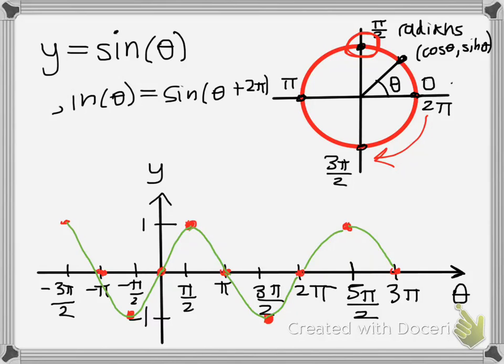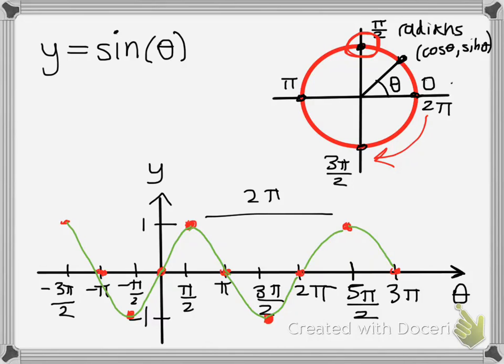In the last video we learned that the sine graph has a period of 2 pi, which means that sine of theta equals sine of theta plus 2 pi. It also means that the distance between two crests on a wave, or two midpoints of a wave, is 2 pi. So basically the sine graph repeats itself every 2 pi units.